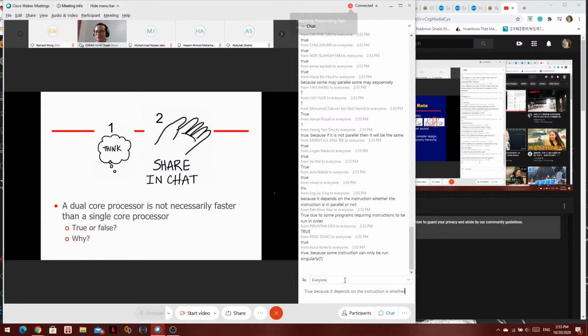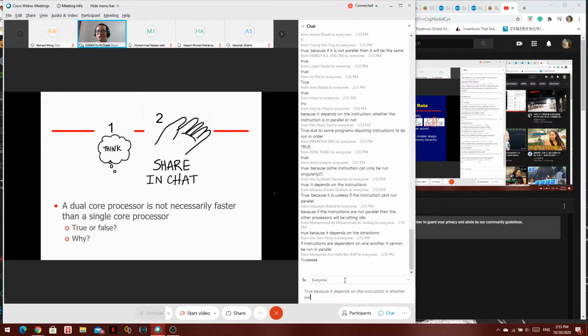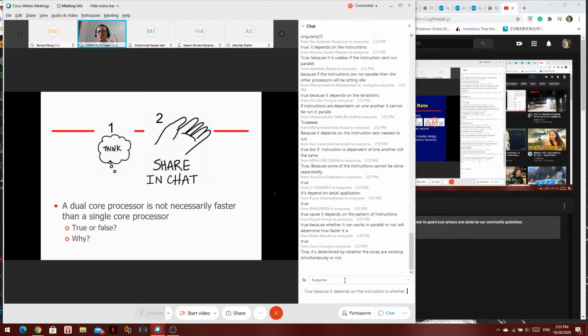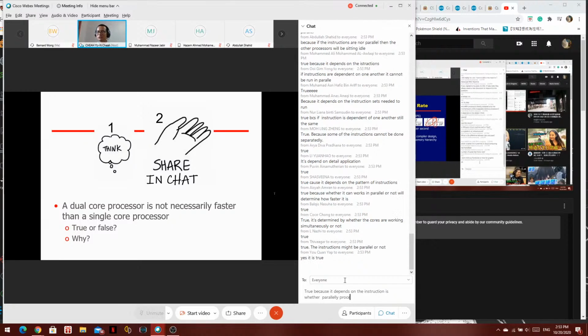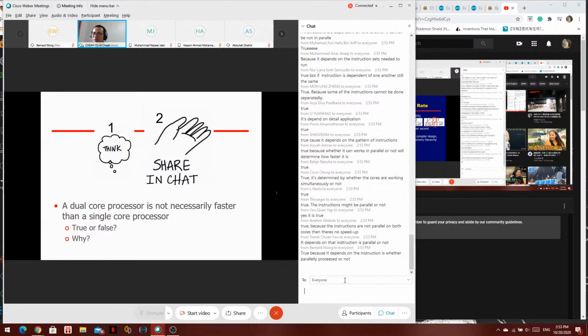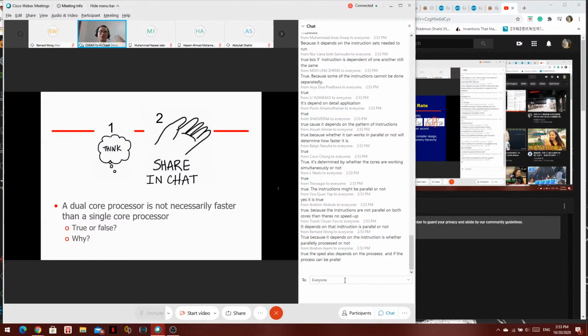Okay, very good. I can see some very quick answers. I think a majority of you say that it's true: a dual core processor is not necessarily faster than a single core processor. Majority of you say true because if it's not parallel, then it will be the same. Yeah, correct. If your code is not parallelizable, then dual core, single core, it's still the same.